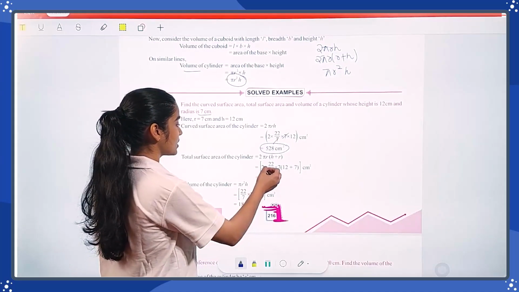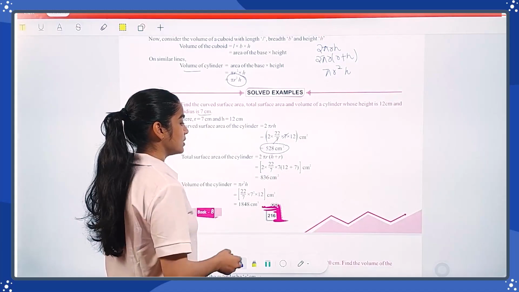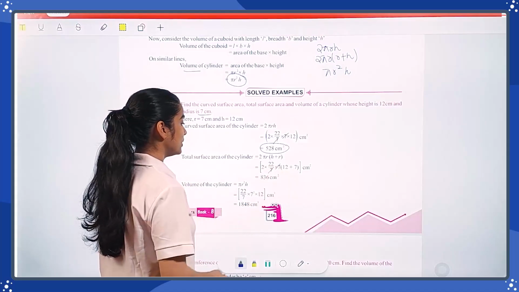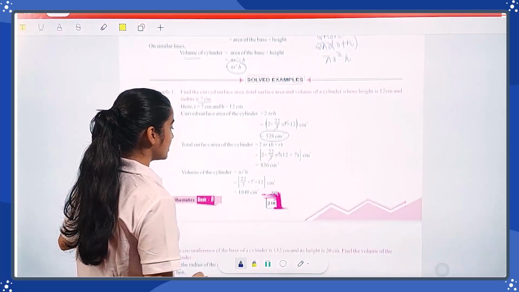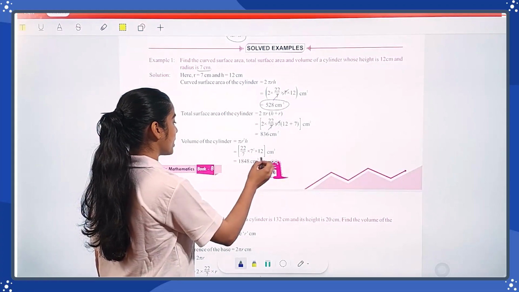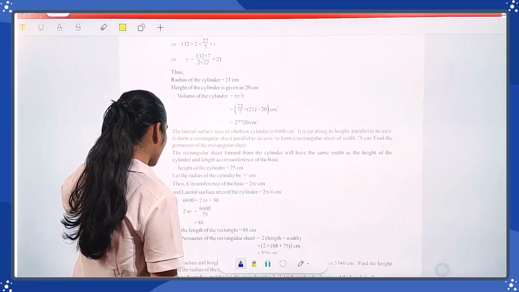Now your total surface area is 2 pi r (12 plus 7). 12 plus 7 is 21. The 7 cancels out, so 2 multiplied by 22 multiplied by 19 is 836 centimeter square. Now the volume of the cylinder, pi r square h, gives 1848 centimeter cube as your final answer.